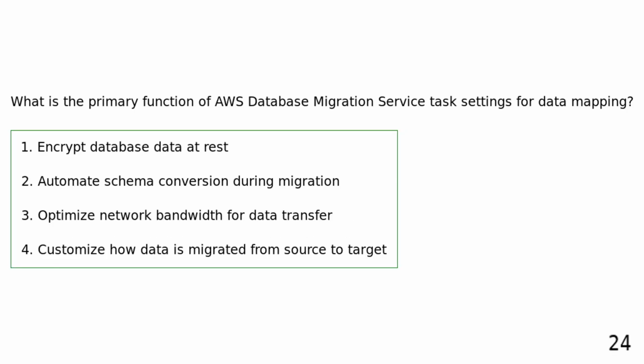What is the primary function of AWS Database Migration Service task settings for data mapping? Encrypt database data at rest. Automate schema conversion during migration. Optimize network bandwidth for data transfer. Customize how data is migrated from source to target.